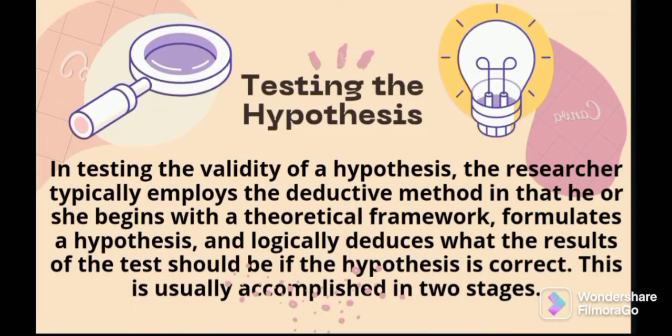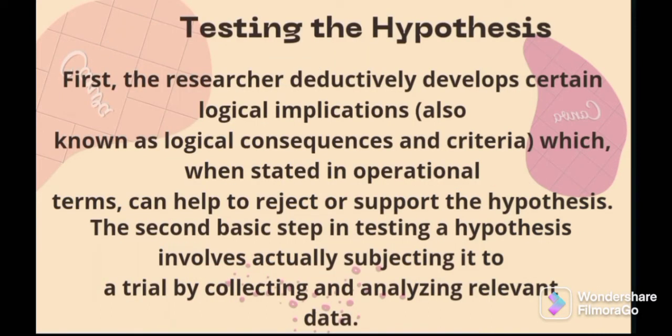Testing the hypothesis. In testing the validity of a hypothesis, the researcher typically employs the deductive method, in that he or she begins with a theoretical framework, formulates a hypothesis, and logically deduces what the results of the test should be if the hypothesis is correct. This is usually accomplished in two stages. First, the researcher deductively develops certain logical implications, also known as logical consequences and criteria, which when stated in operational terms can help to reject or support the hypothesis. The second basic step in testing a hypothesis involves actually subjecting it to a trial by collecting and analyzing relevant data.